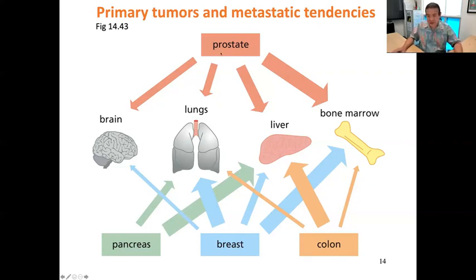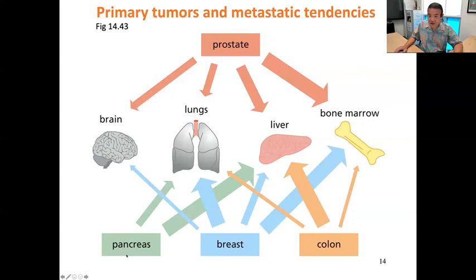So in this case, let's look. Prostate cancer cells can spread to brain, lungs, liver, and bone marrow. But if you look at the way they've drawn this cartoon, the size of the arrow indicates where we typically see more of prostate metastases take place. In other words, the primary site of prostate metastases is bone marrow. You do see some in the liver and the brain, but in the lungs, it's a little bit less.